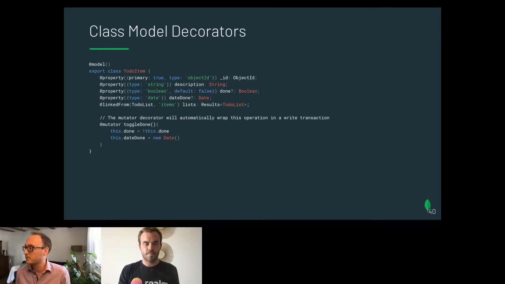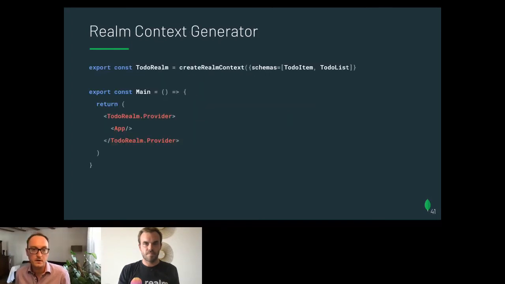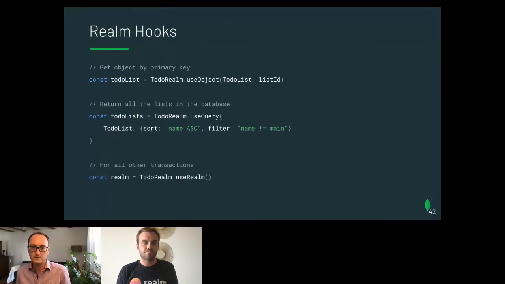I'm running out of time, so I'm just going to go through the next things quickly. We have the Realm Context Generator. This is basically going to do that whole provider pattern for you. You call createRealmContext and give it your schemas. It's going to give you a context object back. You can call the provider on that, but you can also use that object to get hooks. I'm going to provide some hooks so you don't have to do any sort of notification handling or anything like that. You basically call the hook on that context.